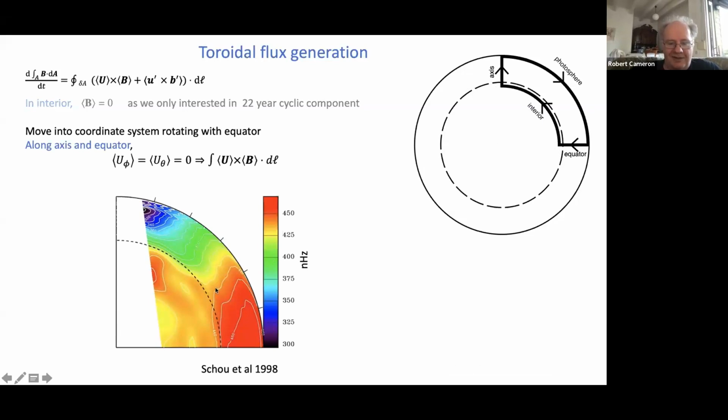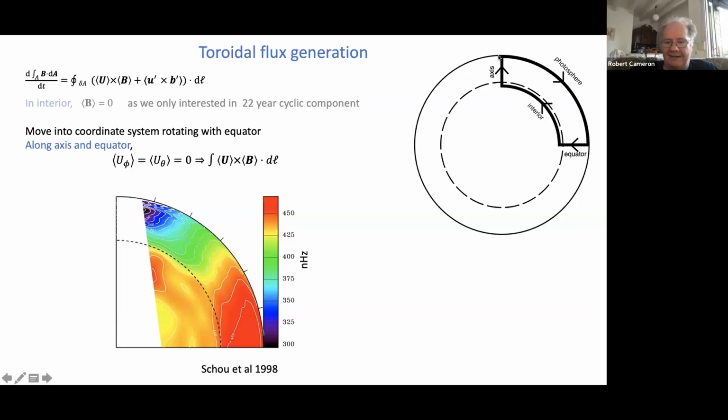We can move into a coordinate system rotating with the equator. We can do this because the equator here is all red, just moving into orange, so there's very little radial differential rotation. In contrast, there's a lot of latitudinal differential rotation, and there's lots of radial differential rotation at high latitudes. But if we move into a coordinate system rotating at the rate of the equator, then the large scale u phi and u theta components of the velocity will vanish, and therefore there'll be no contribution to the line integral from the equator.